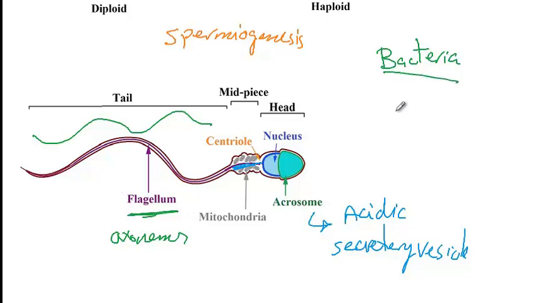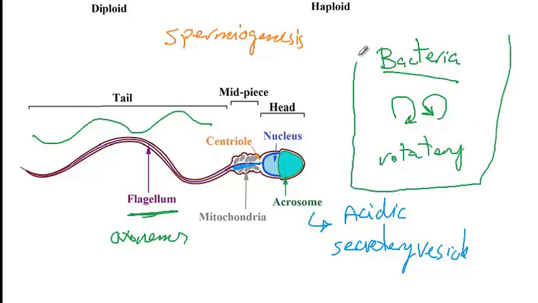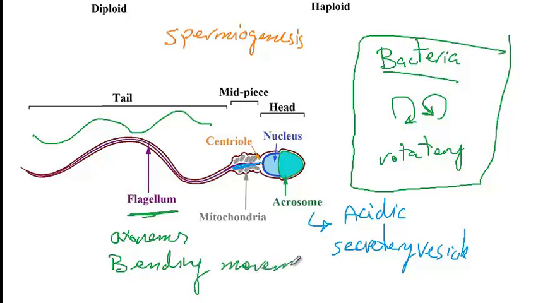In bacteria it can move either in clockwise or counterclockwise rotations. So the type of movement that is seen in the flagellum of the bacteria is rotatory, while the one that we are seeing with the sperm is driven by bending movements.